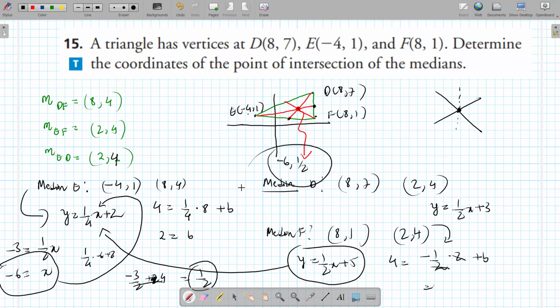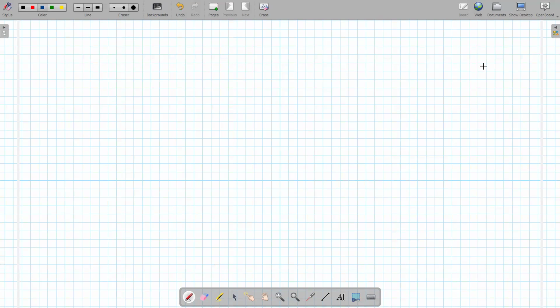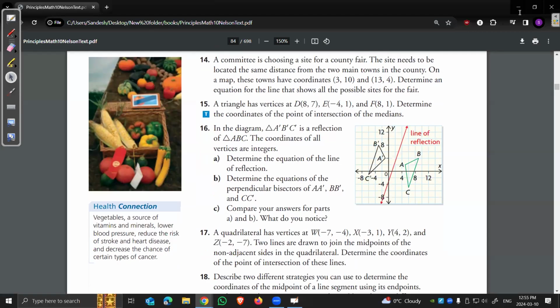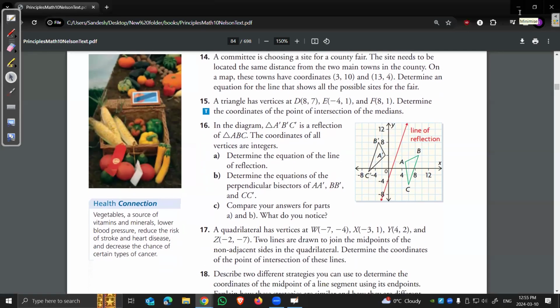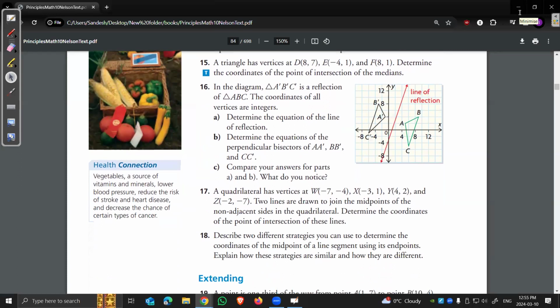And we're done. Did that make sense? Mm-hmm. So that's how you find the centroid in a triangle. It's going to be the place where two of the medians meet. You don't really have to find the third median.